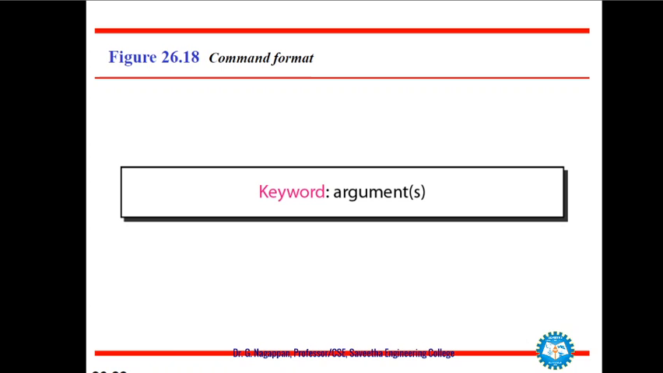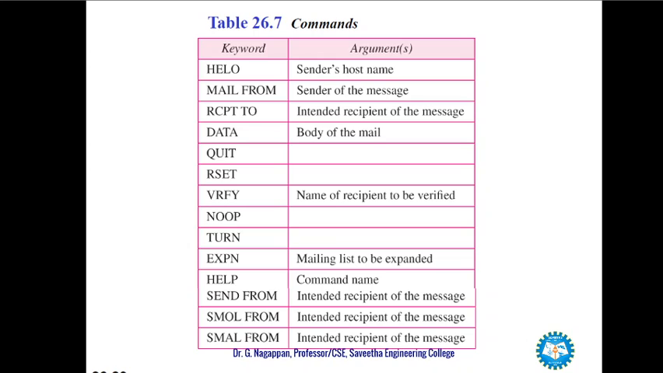So what is the command format? Keyword colon the arguments. So what kind of keywords or commands can be there? Hello, mail from, recipient to, that is the to address, then data, which is the body of the mail, quit, reset, verify, no operation, turn, like this, right? So we have a lot of commands.